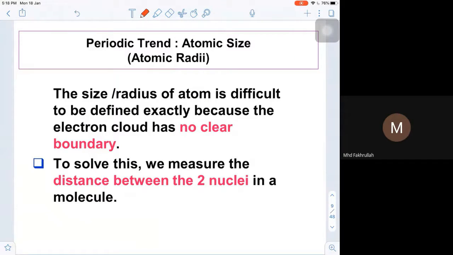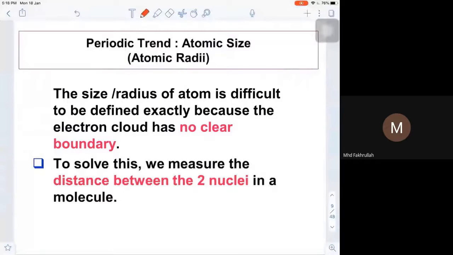If we have an atom, it is hard to define its size because there is no clear end. There is no clear end of the atoms, because the electron cloud is the one that determines the size. So the bigger the electron cloud, the greater the size, the bigger the size.